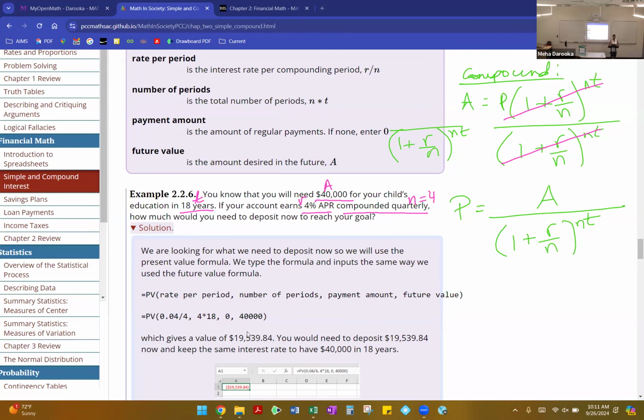Alrighty, let me get into our spreadsheet function. And again, guys, you have the option of using Excel or Google Sheets, whatever your machines have.